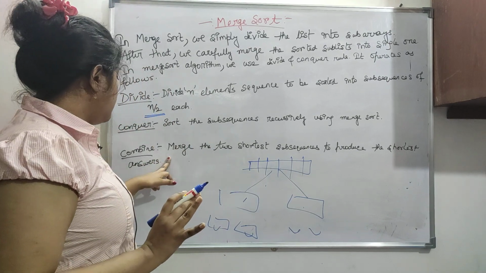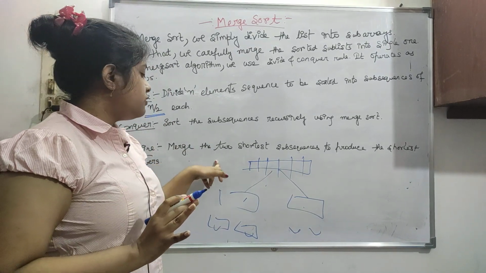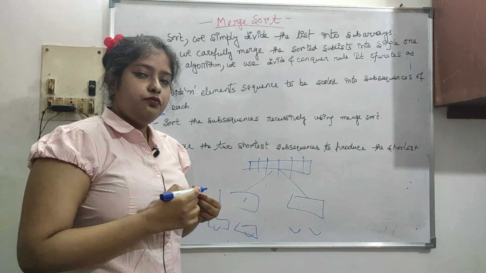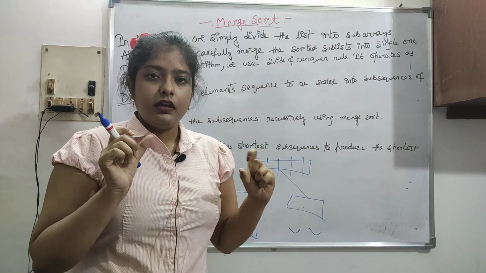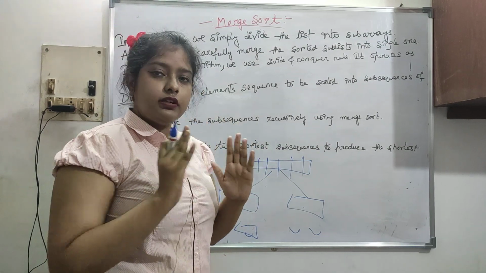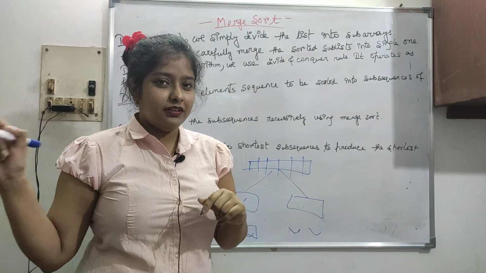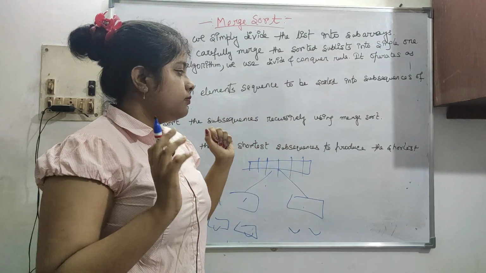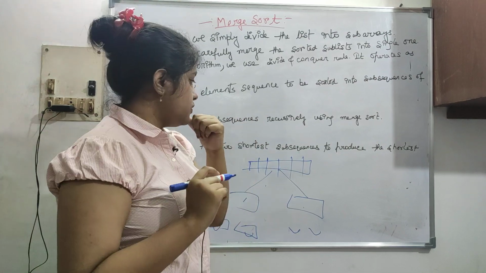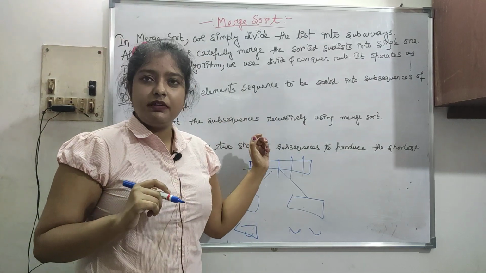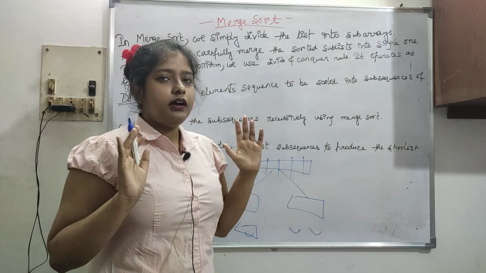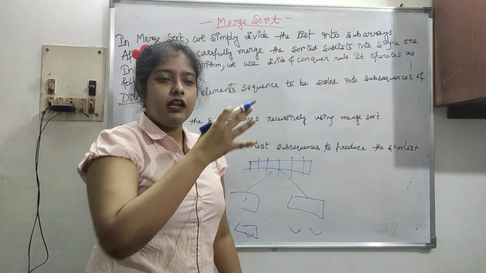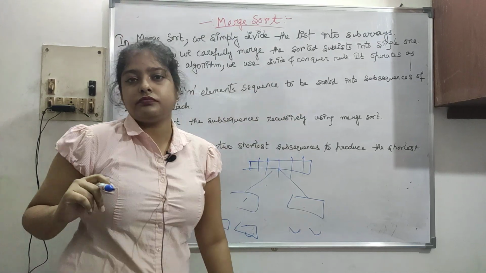So just hold on. Then combine: merge the two shortest subsequences to produce the sorted answer. Now we have to combine the sorted parts. The shortest arrays will be combined to make a sorted list. I don't know how much sense this made, but I have given this definition just to give you an idea. I will move on and show you with examples now.